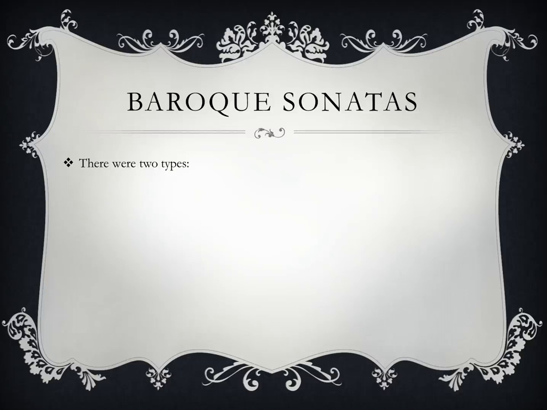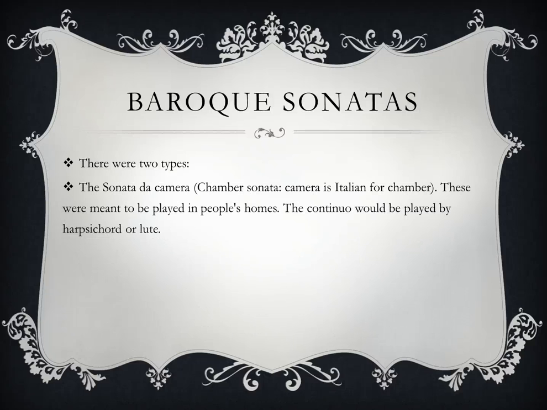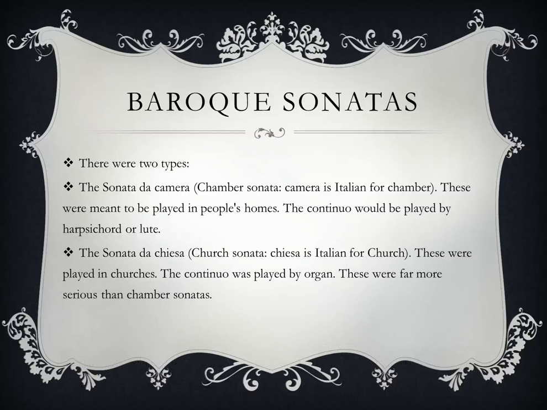Baroque sonatas, there were 2 main types. The sonata da camera, which is a chamber sonata. Camera is Italian for chamber. These are meant to be played in people's homes. The continuo would be played by the harpsichord or lute. Or the sonata da chiesa, which is church sonata. Chiesa is Italian for church. These were played in churches, obviously. The continuo is played by the organ in that case. These were far more serious than the chamber sonatas. Purcell, Corelli, Bach, Handel, Scarlatti and Couperin all composed sonatas.